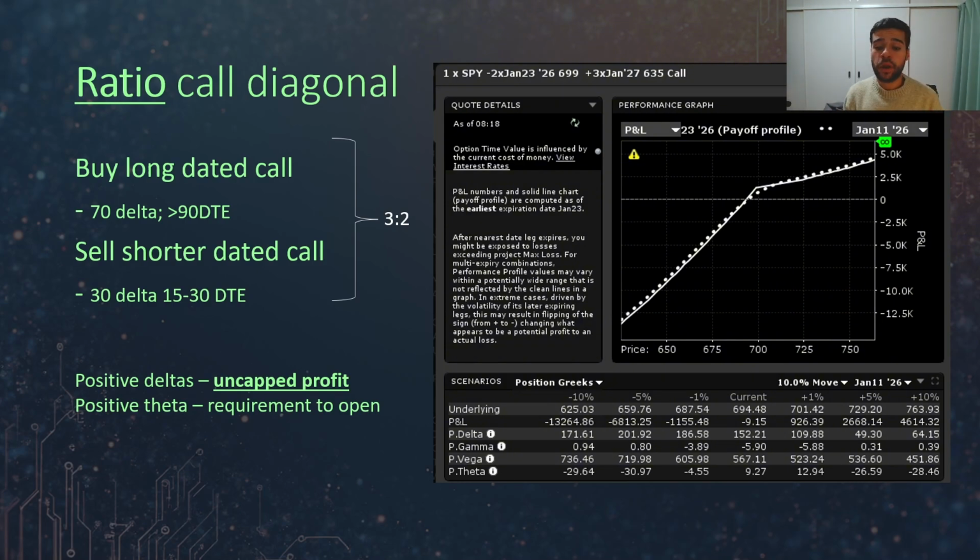Obviously, this will need some regular management as your short dated calls will get close to expiration. You'll have to roll them out. How I usually look at it? Well, I usually look to roll them out and up so that we can keep uncapping more and more profit. The more you roll them up, the more profit that you uncap and the more profit potential that you have. I will show an example in a couple minutes.